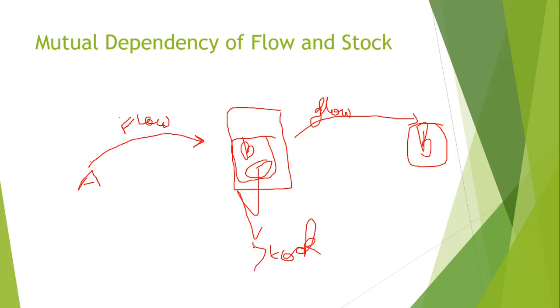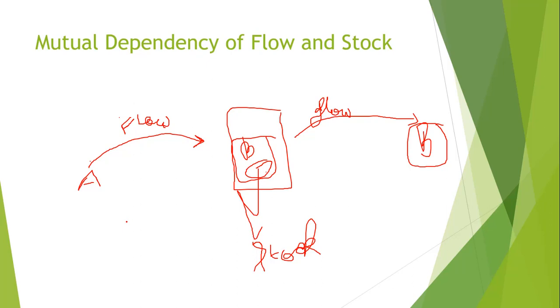The stock. The amount stored in the bank is the stock, and here we can see the flow. A is giving money to the bank, and the bank is giving money to this group B, and the bank is itself showing money. So until and unless there is a flow, there will be no existence of a stock, and until and unless there is stock, there will be no existence of a flow.